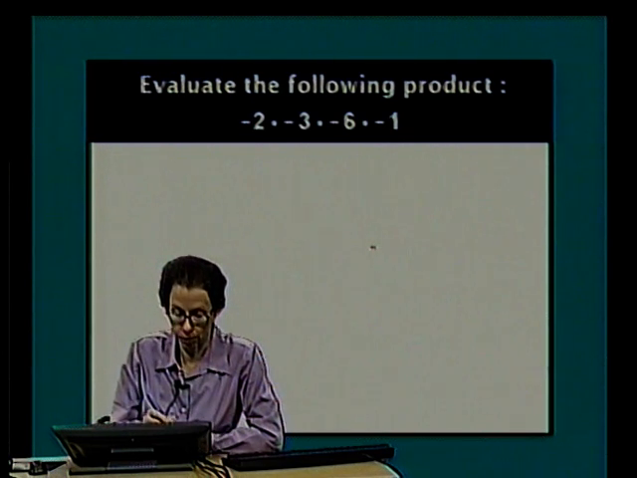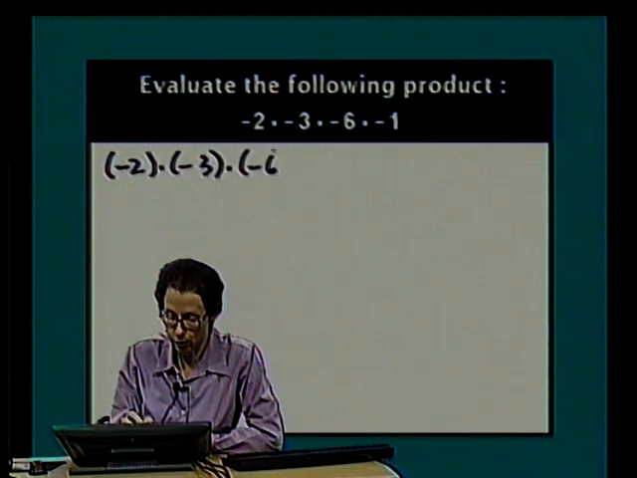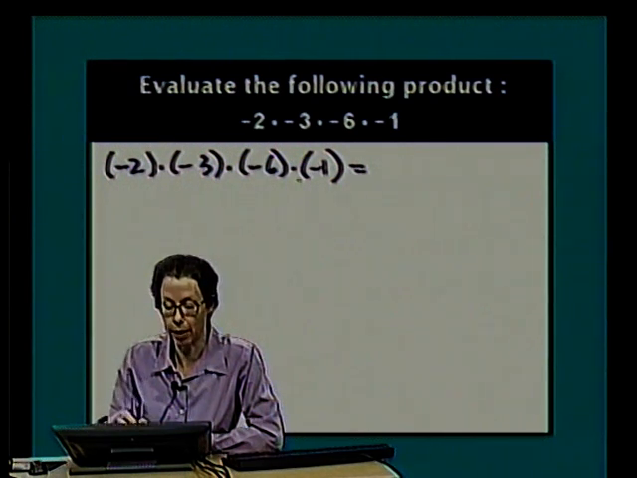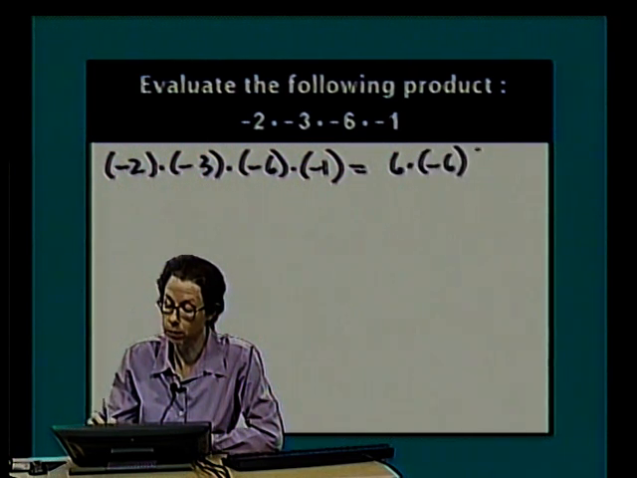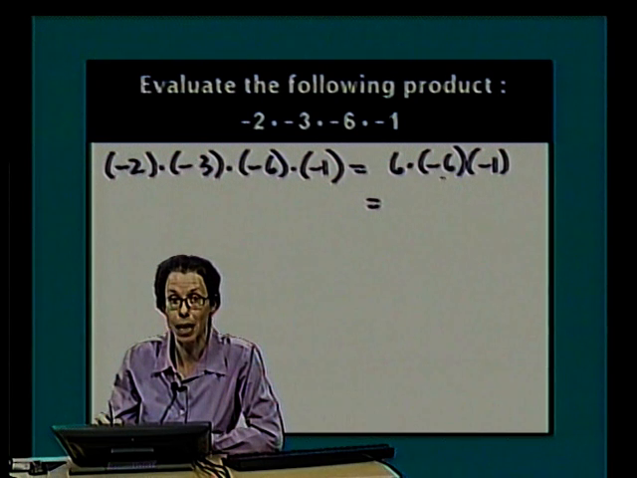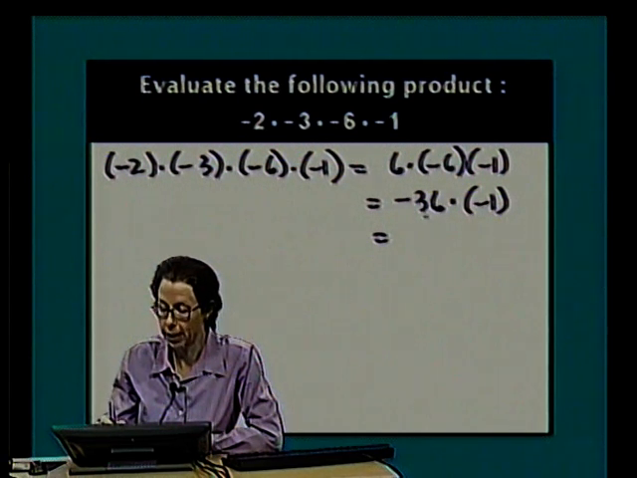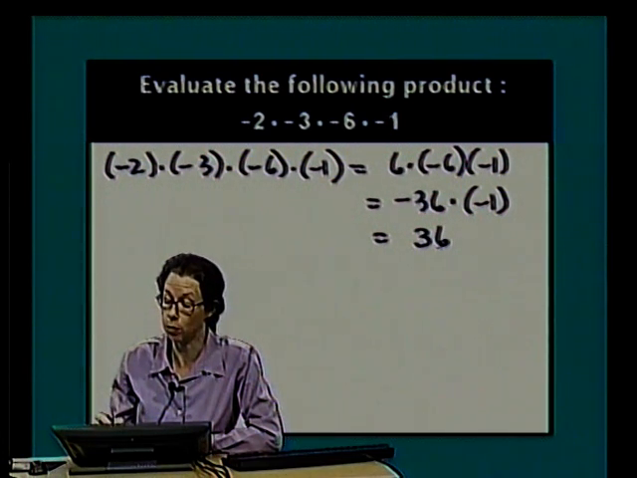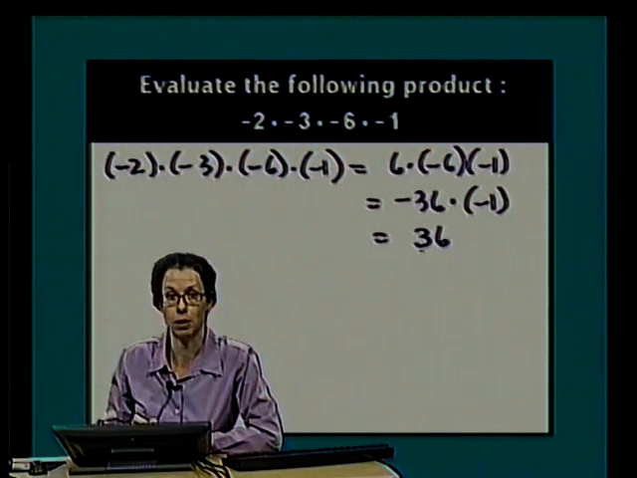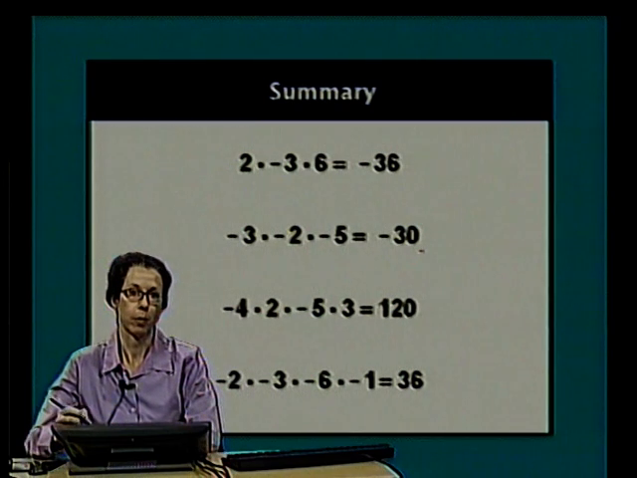One last example of this type. We're going to look at a problem where we have 4 negative factors. And again, I'm going to multiply the factors from left to right. So negative 2 times negative 3 is positive 6. 6 times negative 6 is negative 36. And when I multiply negative 36 by negative 1, that changes the sign of 36. Or we can just remember we're multiplying 2 negative numbers. The result is positive. So I'd like to summarize what we just did in these problems.